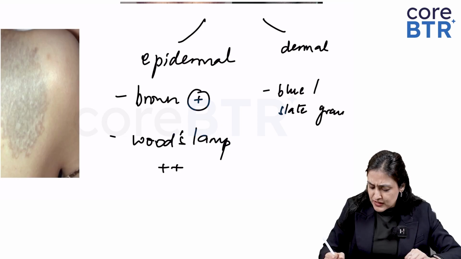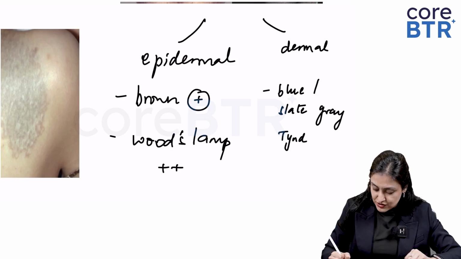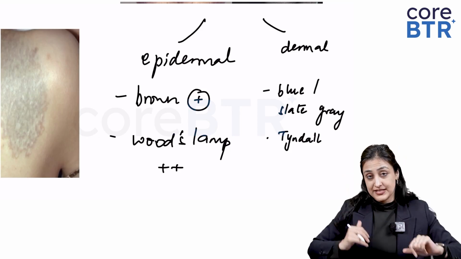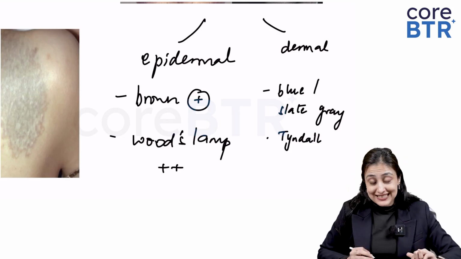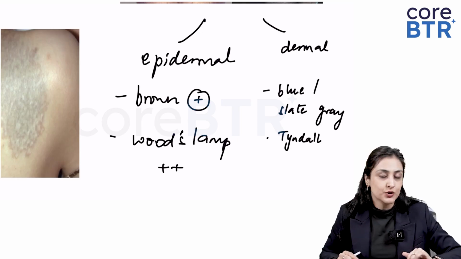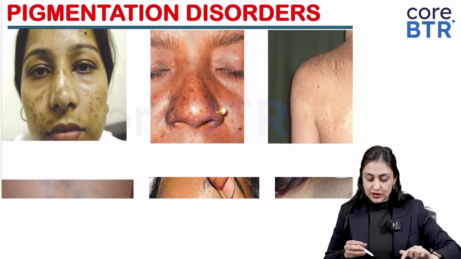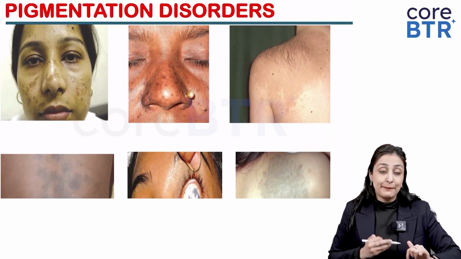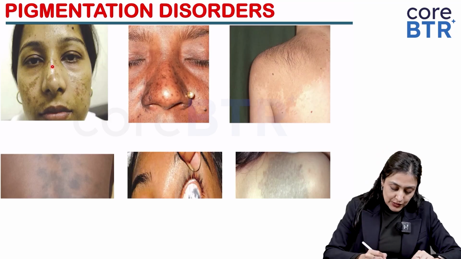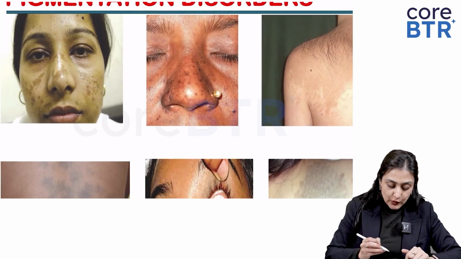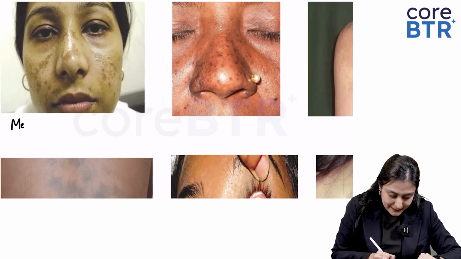But if it is a dermal pigmentation, the color becomes blue to slate gray. And that is because of something called the Tyndall effect, right? The scattering of light. So this is blue or slate gray and this will not be exacerbated on Wood's lamp. So that's how you distinguish. See the top row, this is all epidermal pigmentation. You can see on the nose, very common in the Indian subcontinent, this is called melasma.